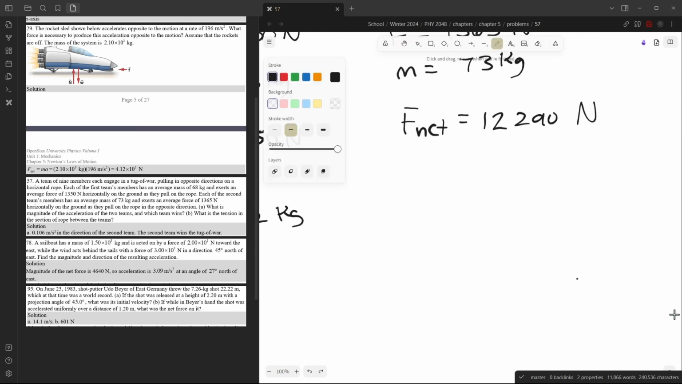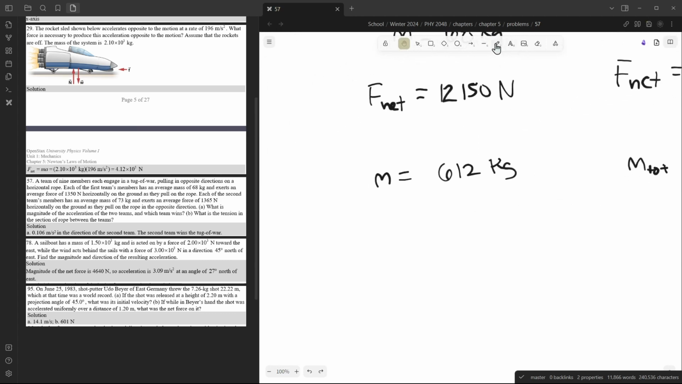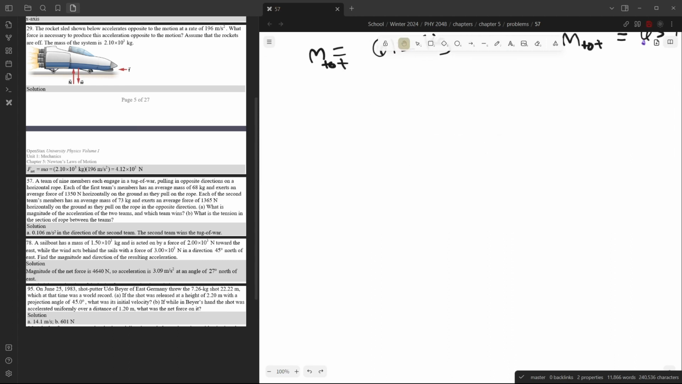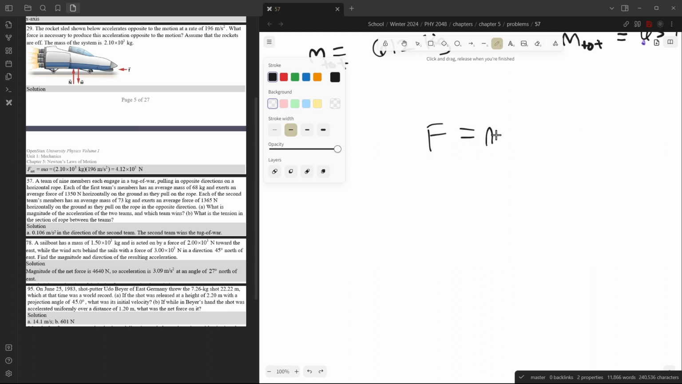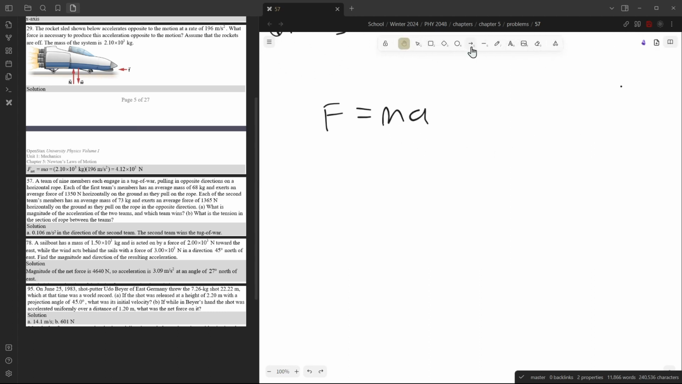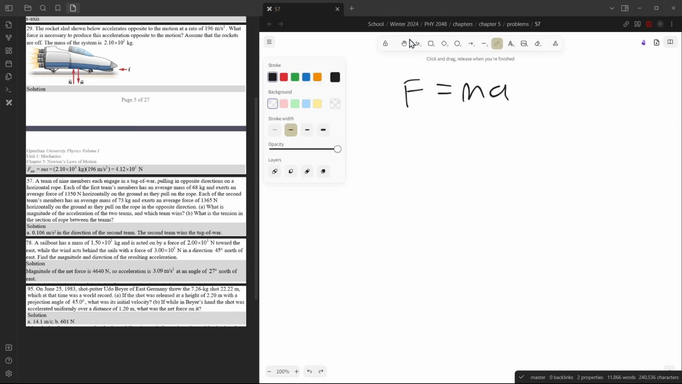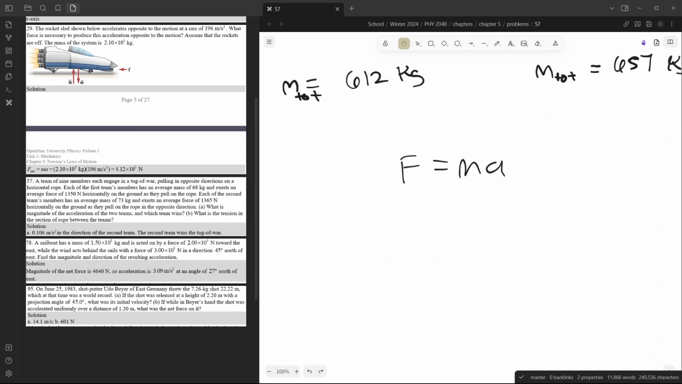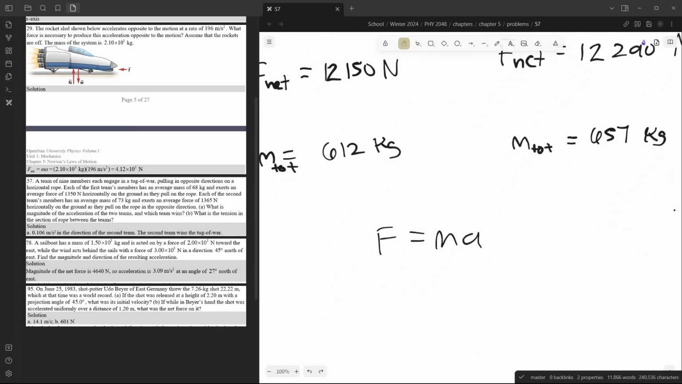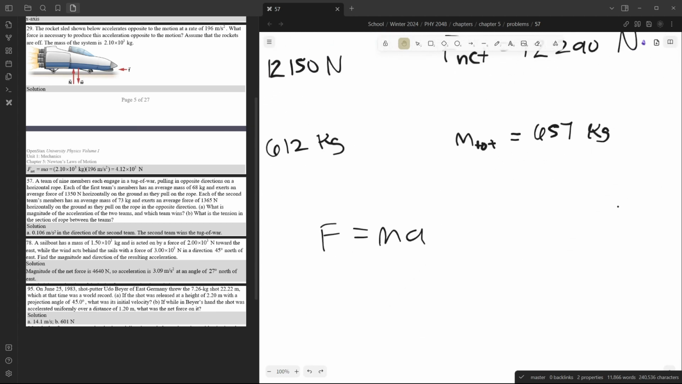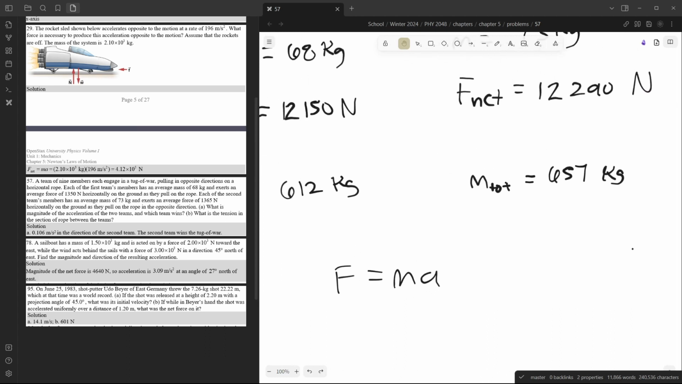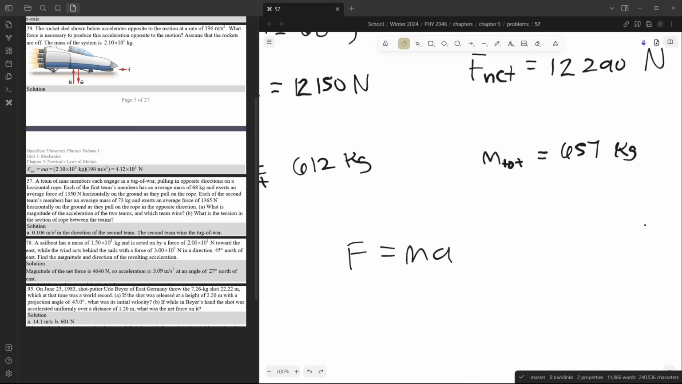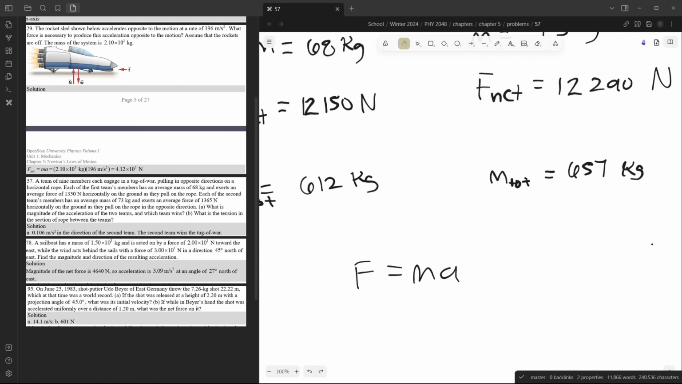And then for this, 73 times 9, m total is 657 kg. So the reason we did this is because if we write out the formula for Newton's second law, we have the total force. We want to find the difference in the forces, and then we can get that acceleration by plugging in the total mass, because we want to use this as a total system.